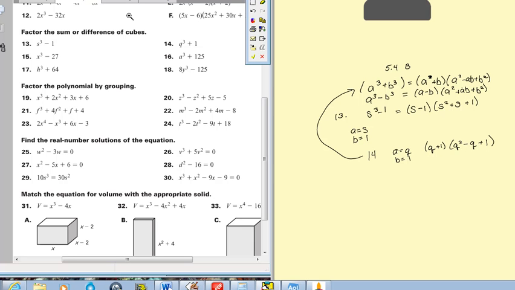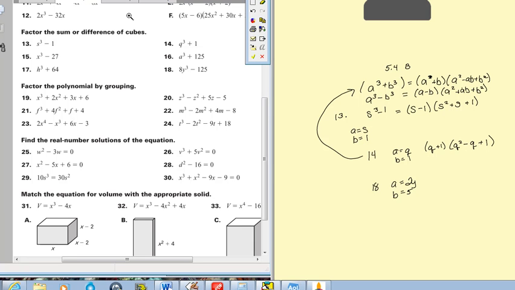Let's look at something a little bit more complicated. 18. On 18, do we have cubes here? Yes. What's my cube root of 8? What times what is 8? So that would be 2. So my a is 2y this time. And my b would be 5 times 5 is 25 times 5 is 125. So my b is 5.